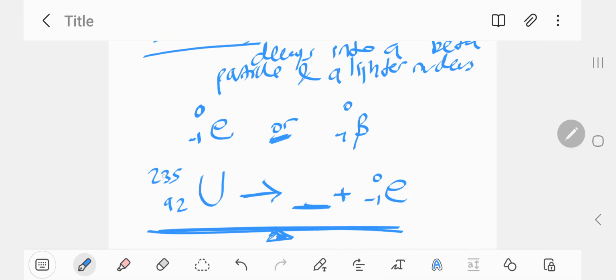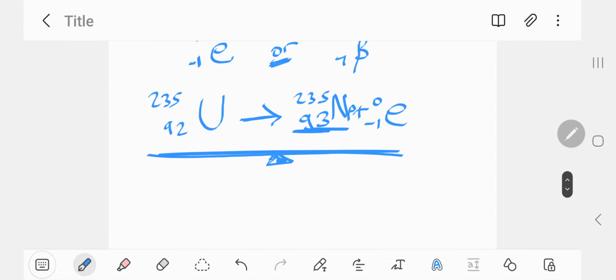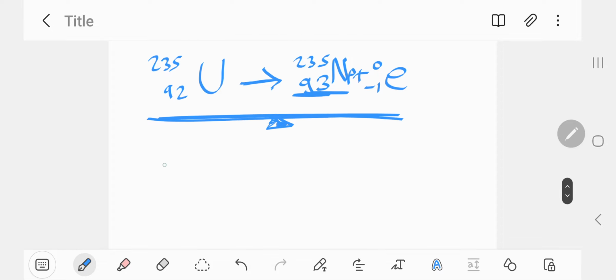Something plus 0 is 235. Well, that's 235. Something minus 1 is 92. That's 93. Go to the periodic table, and you'll find that it's the element Neptunium, Np. That's how you do it. Let's do another one.